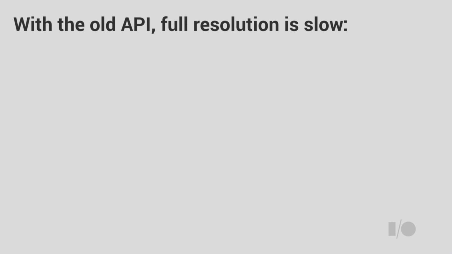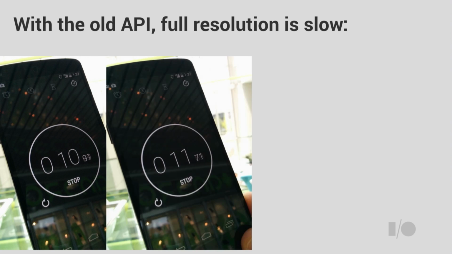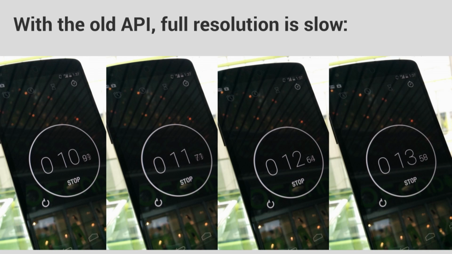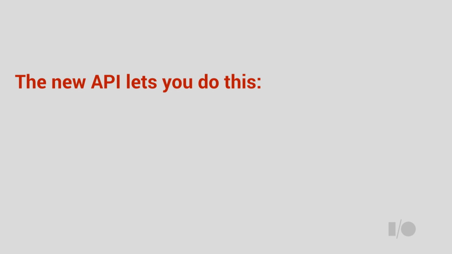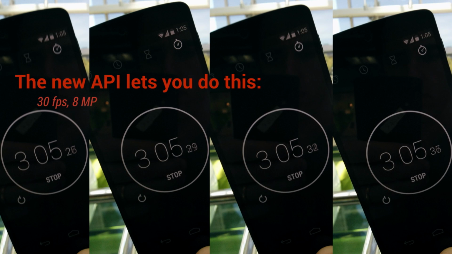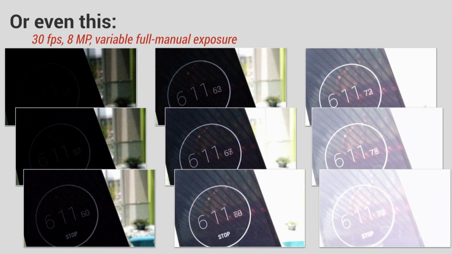So with the old API, if you want a full resolution 8 megapixel picture from your Nexus 5, this is what you get, 1 to 3 frames per second at 8 megapixels. With the exact same hardware on the L developer preview in our new API, you can do this. 30 frames per second, 8 megapixels, uncompressed YUV. Or even this, again, 30 frames per second, variable exposure time, full resolution.